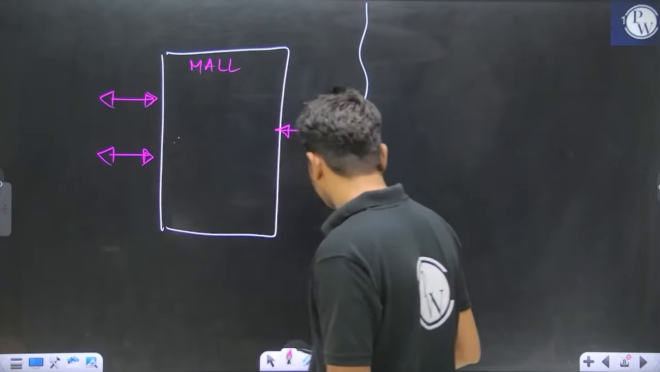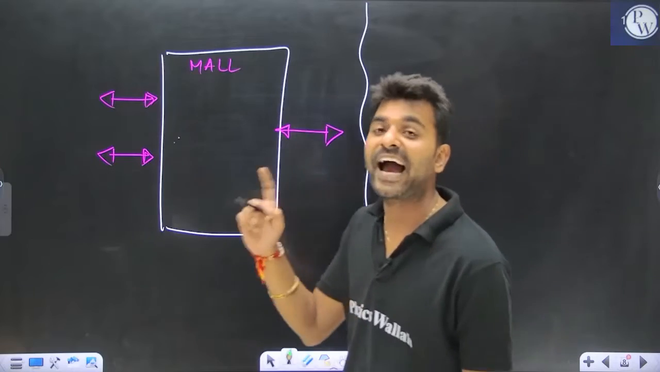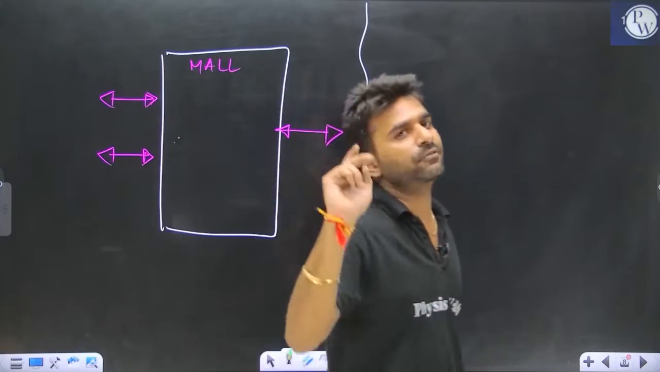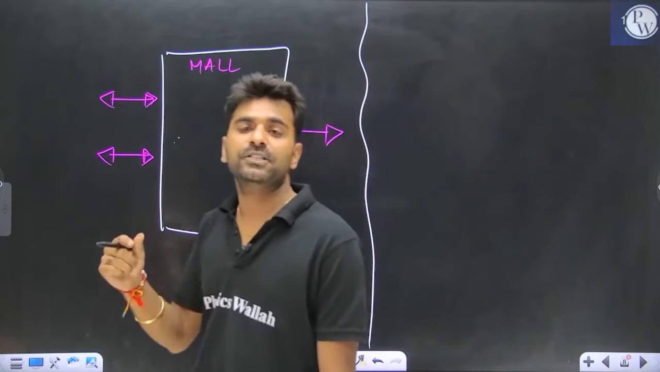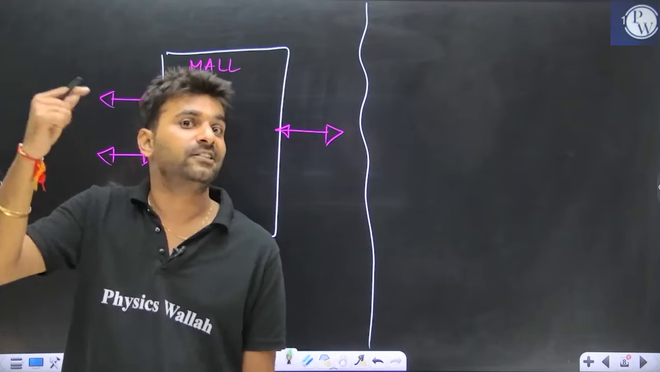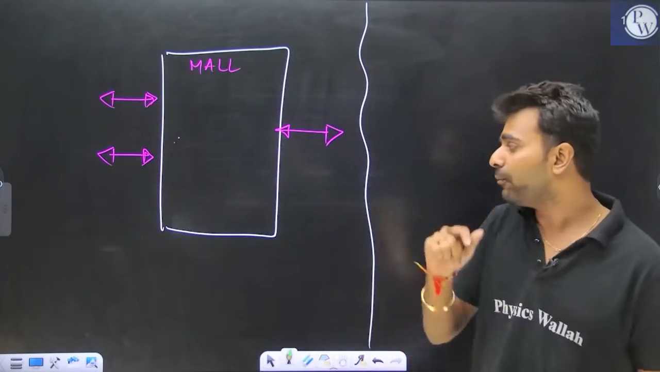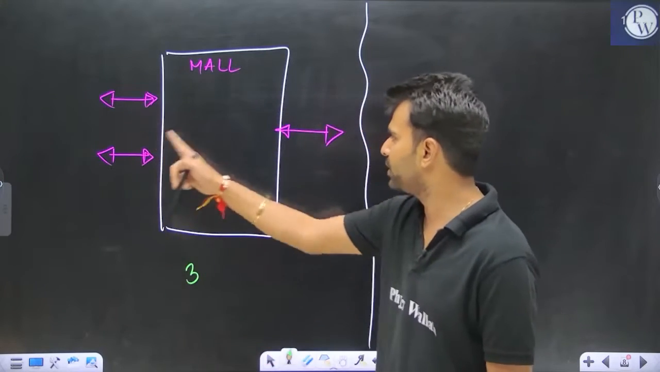Okay. If I ask you a problem like this, in how many ways you can enter and exit from the mall? You can enter first and then exit from the mall. Understand the question? I am saying that in how many ways you can enter and then exit from the mall. That means you have to enter as well as exit. In how many ways you can enter the mall? Sir, 3 ways. Either this or this or this.